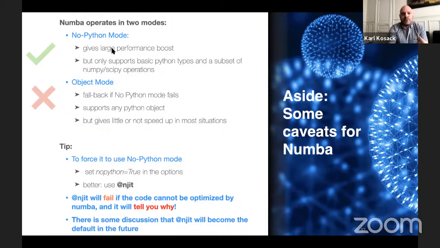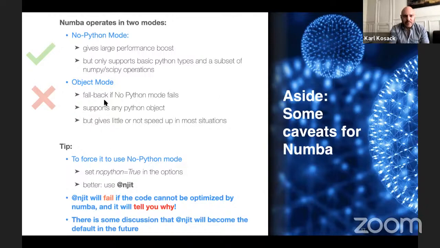But that means that you can only pass in values that it understands that are not Python types, with some caveats, because it can translate some of those types into code, such as NumPy arrays, which are actually okay. And it only supports a subset of NumPy and SciPy operations. So there might be functionality missing that you have to implement yourself. Object mode will actually take any Python function or any Python object and will work, but it gives very little speed increase in most situations. You basically never want to run in object mode if you can avoid it.